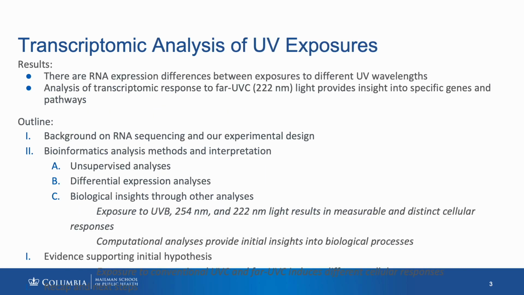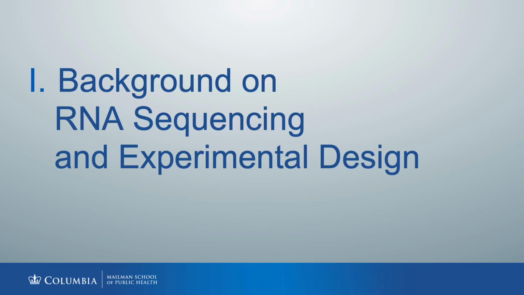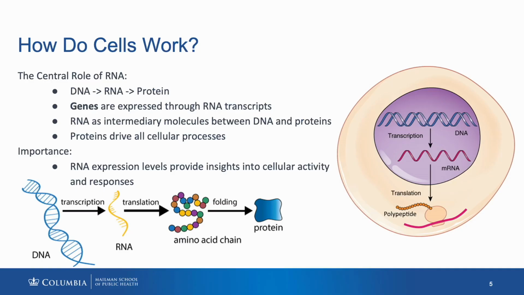So our approach was to analyze RNA expression to explore the cellular responses, because it provides clues about the biological response to the photochemical reactions induced by Far-UVC exposure. Our transcriptomic analysis showed that there are RNA expression differences between the different wavelengths. We also analyzed the transcriptomic responses and found insight into some specific genes that are related to 222 nanometer exposure and different pathways that are of interest.